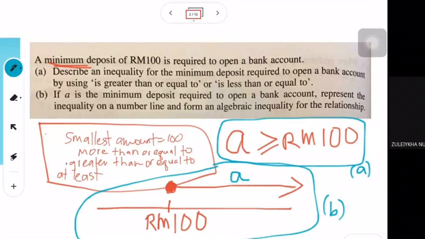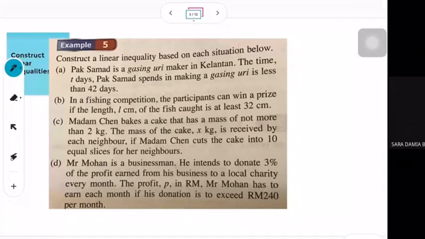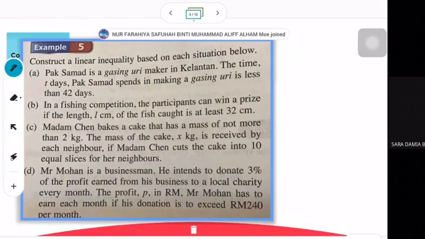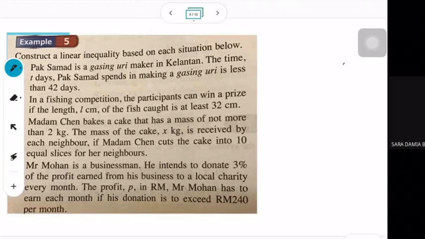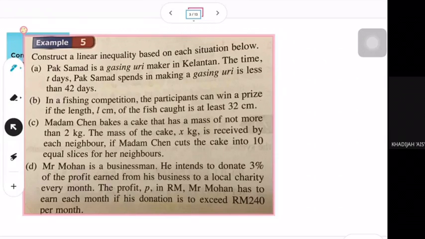Okay, class? Do you understand how we represent using symbol? Yes. Okay, very good. Let's try this one. We have 4 situations. We do one by one together. Siapa nak buat A? Please. Baca dulu statement, baca dulu situation, and then try to explain or just write on the board. Can I try? Siapa tu? Khadijah. Okay, Khadijah, please.